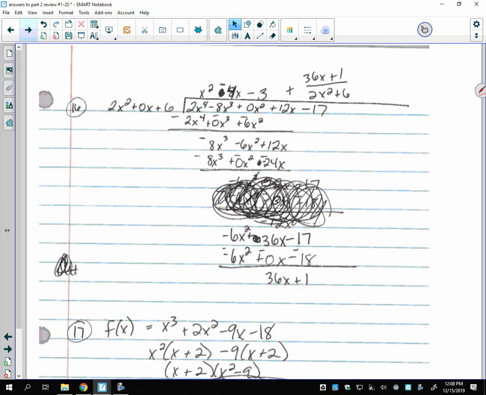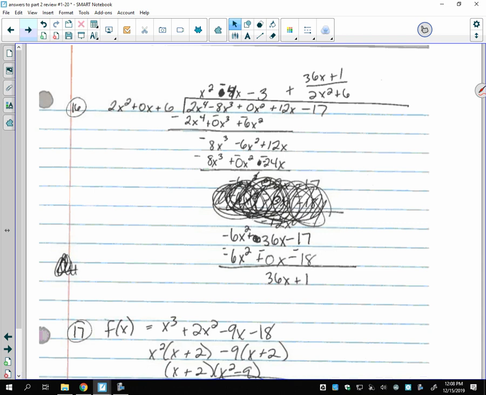16. You cannot do synthetic division on this because you can only do synthetic division if you're dividing by an x to the first power. So this is one that they force you to do a long division on. You can see all my scribbles here. I should not have done this in pen, but I did. You can see my mistakes that happened.